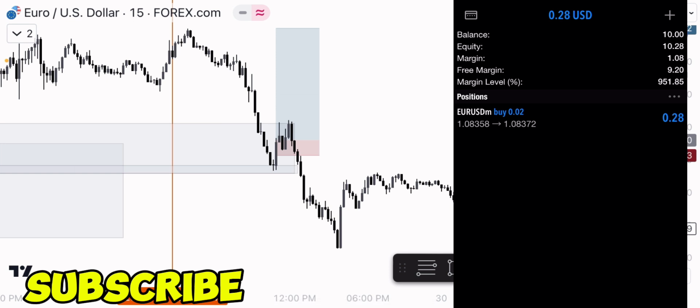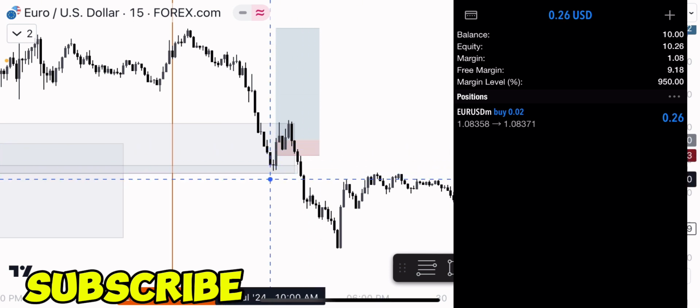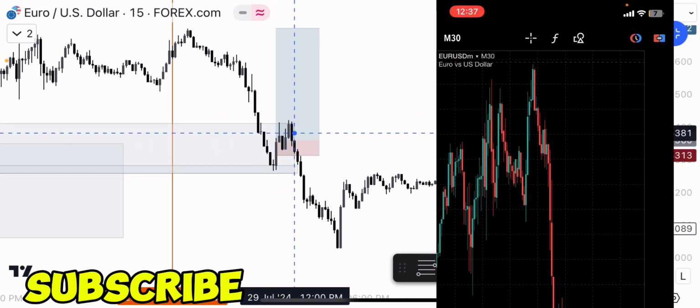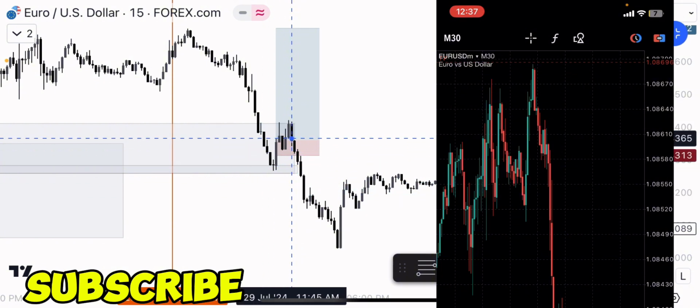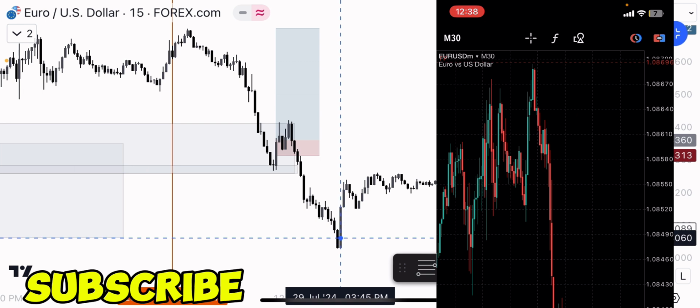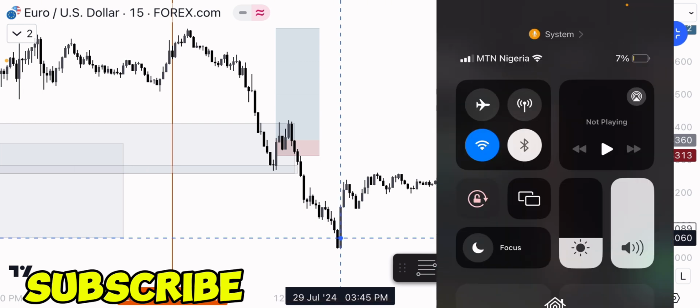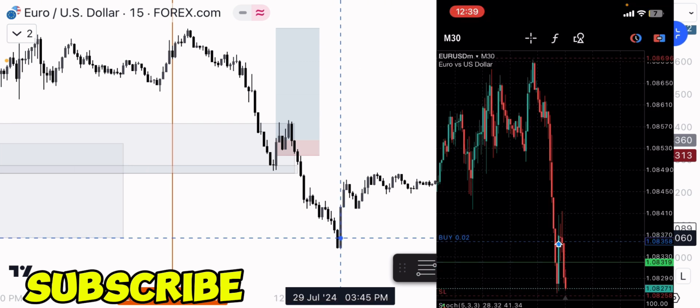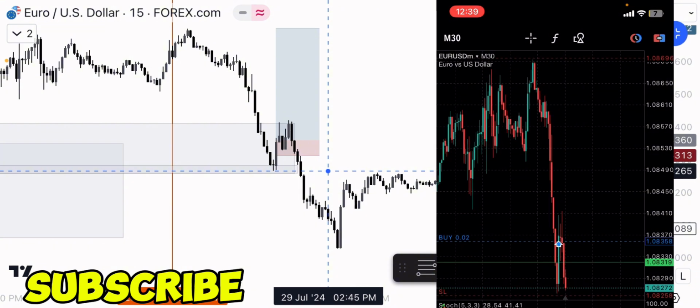But the signal sent to the group was on this level, and everybody entered. And look, guys, at the end of the day, it went on and took our stop losses to the downside. We were used as liquidity in the market. So it was not a bad thing, but guys, I learned a lot from this one alone.